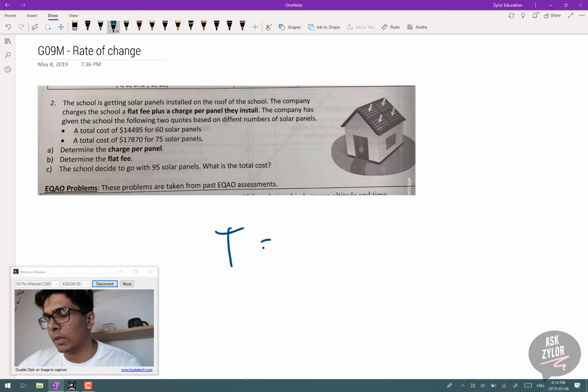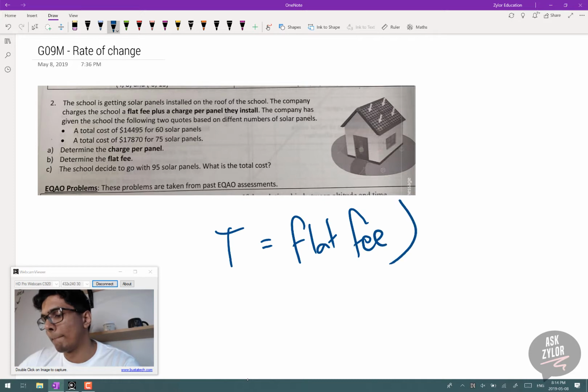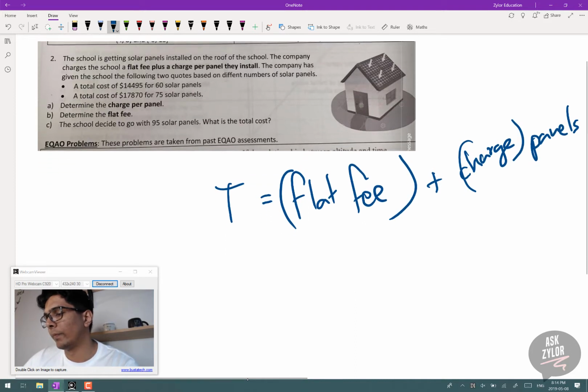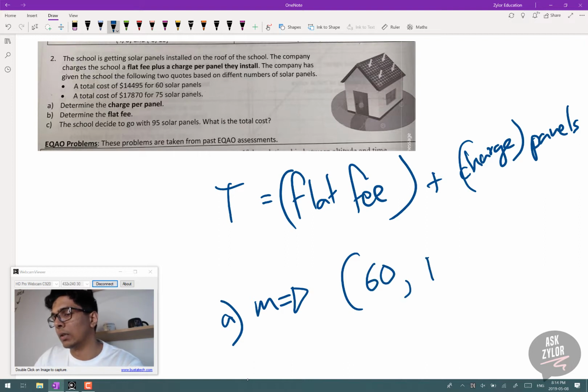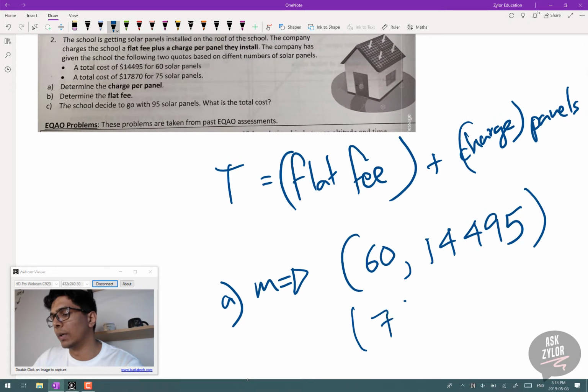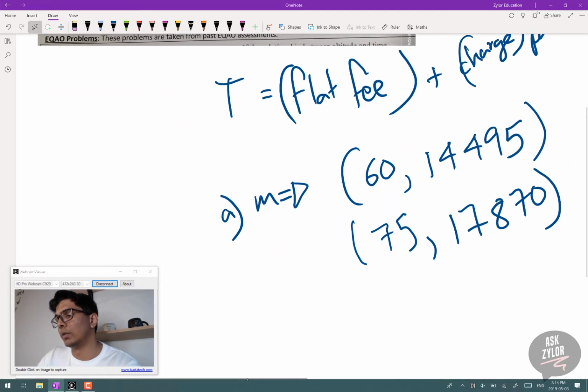So the total cost is equal to the flat fee plus the charge per panel times how many panels you have. Okay, so if I were to find what's the charge per panel, I need to find the slope essentially, right? I'm given 2 points. My 2 points are 60 solar panels, and the total cost is $14,495, and the other point is 75 solar panels, and the total cost is $17,870.